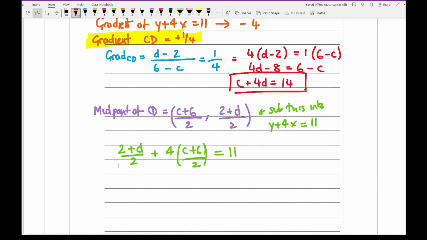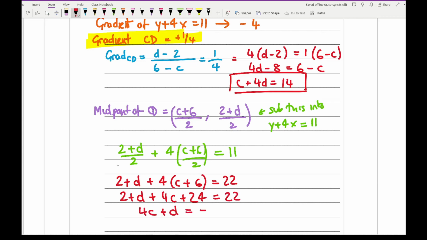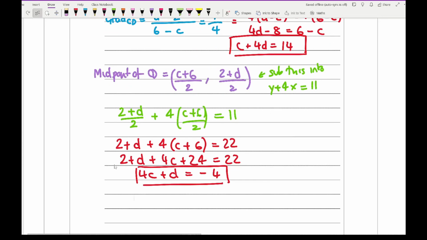So then multiplying everything by 2 and doing a bit of simplifying, we get 2 plus D plus 4C plus 24 equals 22. And then doing a bit again of simplifying, we get this. And then what we get is 4C plus D equals minus 4. So from this we've got our second equation. So then using simultaneous equations, we've got C plus 4D equals 14, and we've got 4C plus D equals minus 4.